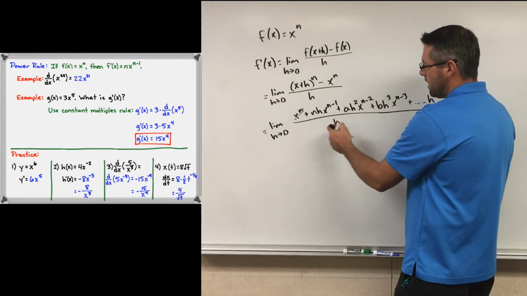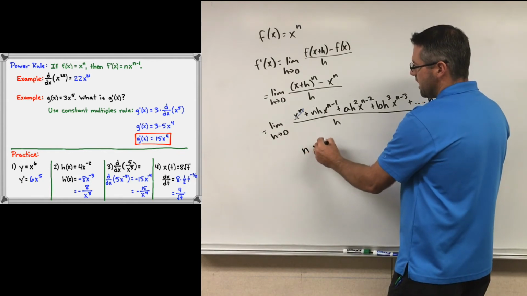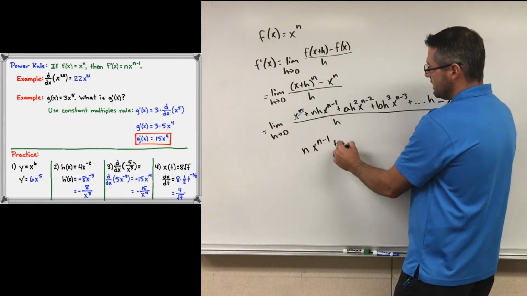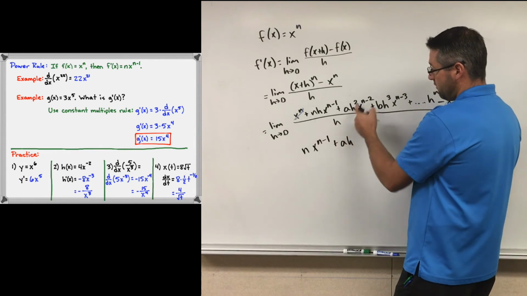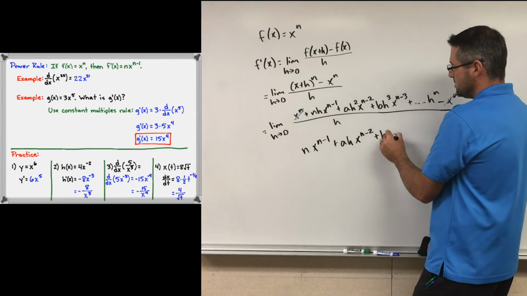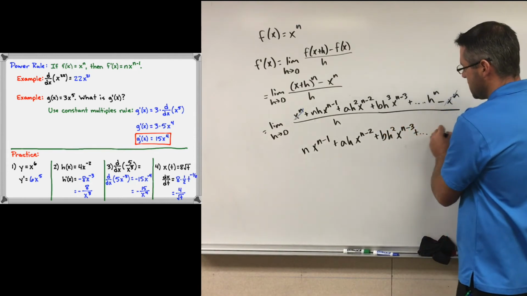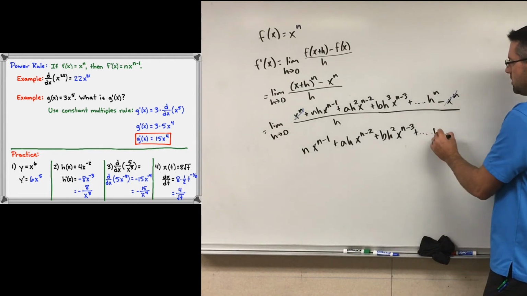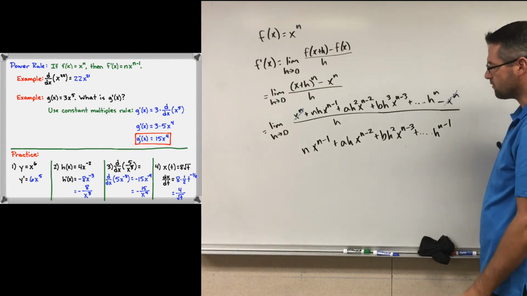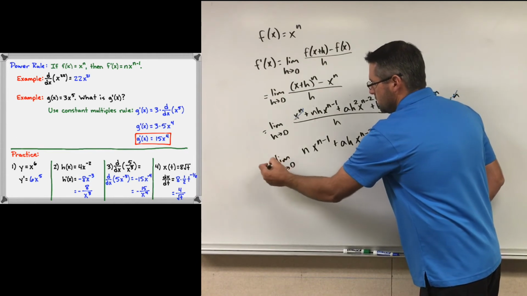And so if I factor out an h, that h is going to go away, and we're left with n times x to the n minus 1, plus in this case a times h to the first times x to the n minus 2, plus some constant times h squared times x to the n minus 3, plus and so on, and then this one would be h to the n minus 1, okay? And then we're taking the limit as h approaches 0.